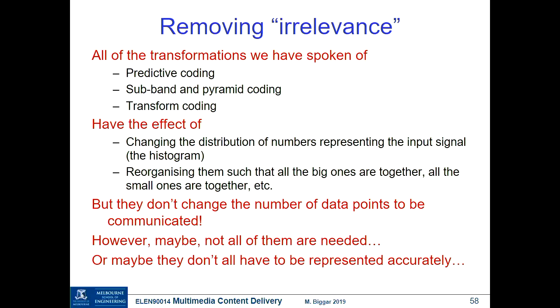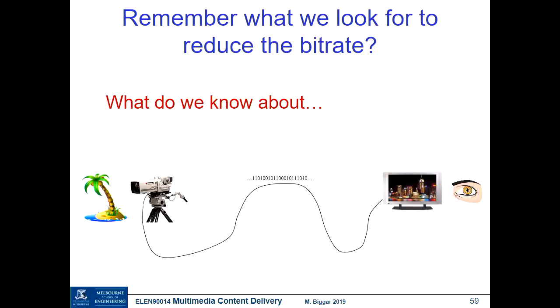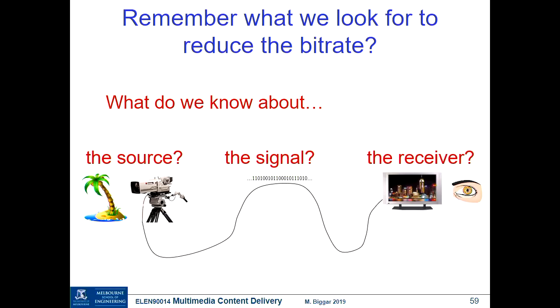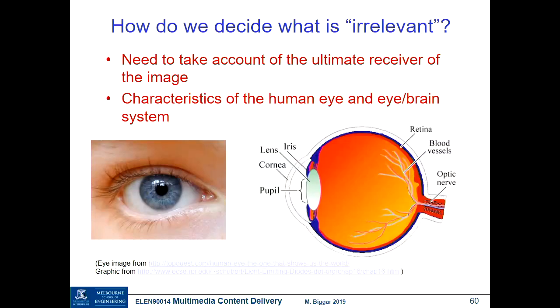However, not all of them might be needed, or maybe they don't always all have to be represented with great accuracy. So to decide how accurately we need to represent these different quantities, we can go back to this very simple diagram where we were asking what the characteristics are of the source of the signal and of the receiver. And if we know something about the sensitivity of the receiver, and in the case of images that's the human eye of course, or the psychovisual system, then that will help us decide what is irrelevant and what we can throw out. So we need to take account of what the ultimate receiver of the image is.